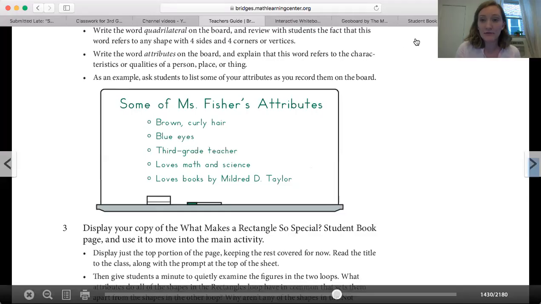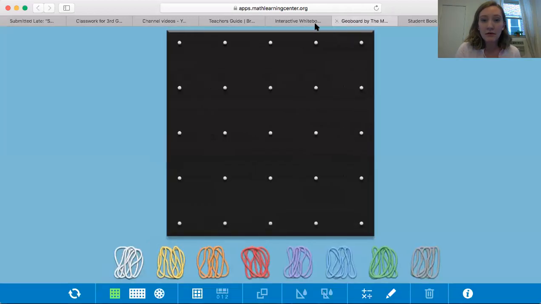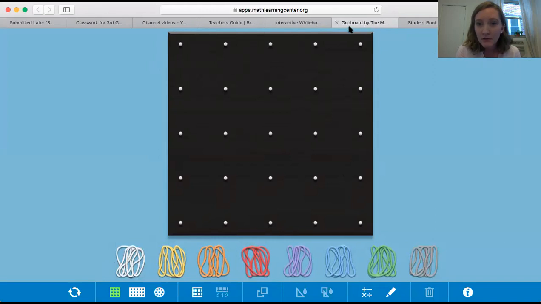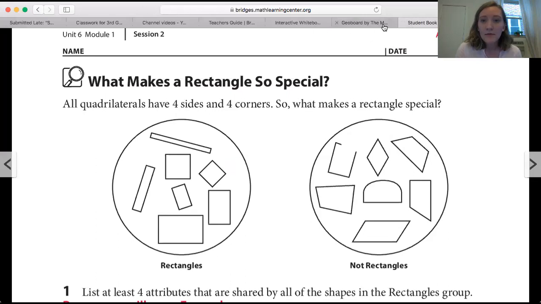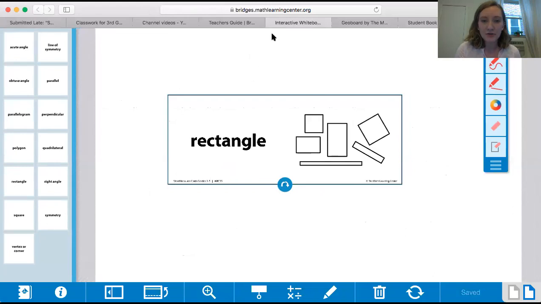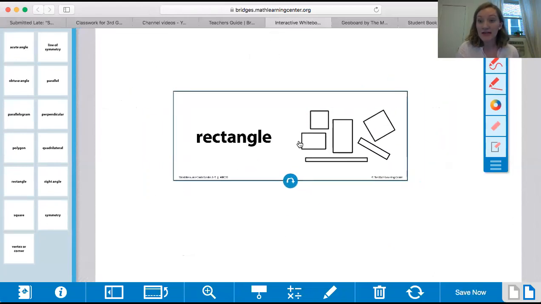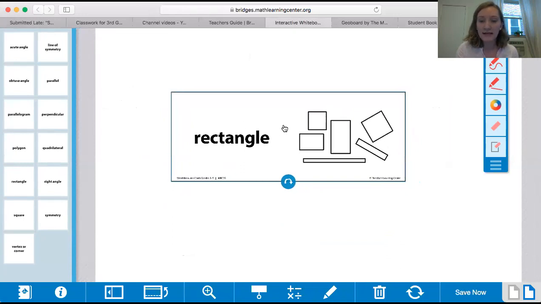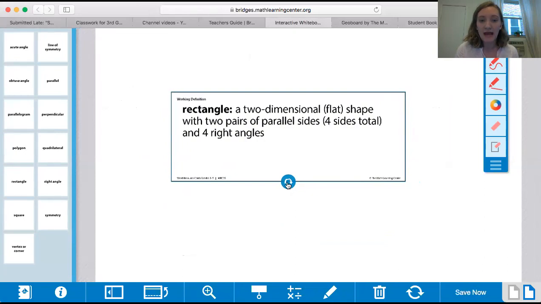So thinking about attributes of shapes, now we're going to talk about some attributes of rectangles, okay? We're going to think about rectangles. Let me bring that up here. Rectangles. There's our geoboard we're going to use. Oh, there we go. What makes rectangles so special? Okay, I got it. Rectangles. Here is one of our cards. We usually have these up on our whiteboard. What is a rectangle? Here are some examples, and let's read about the attributes of a rectangle.